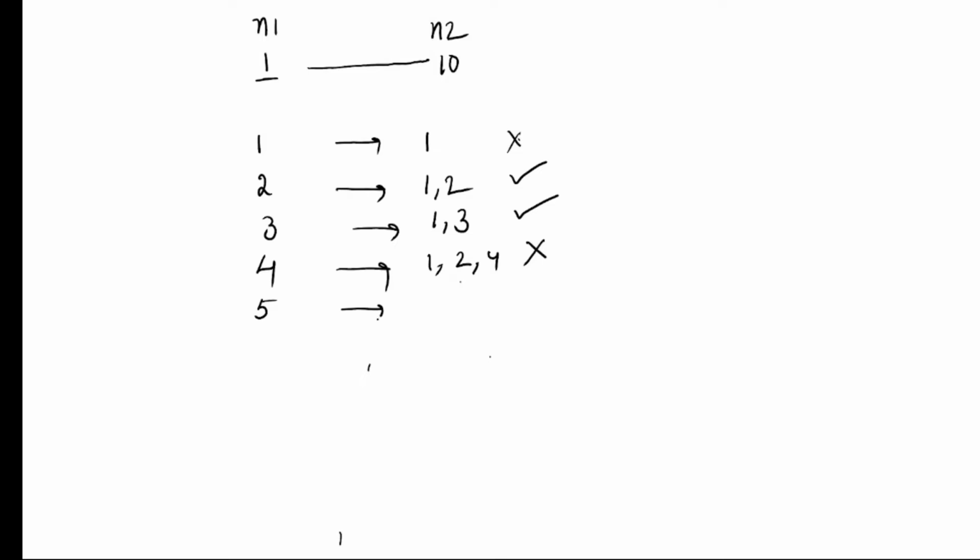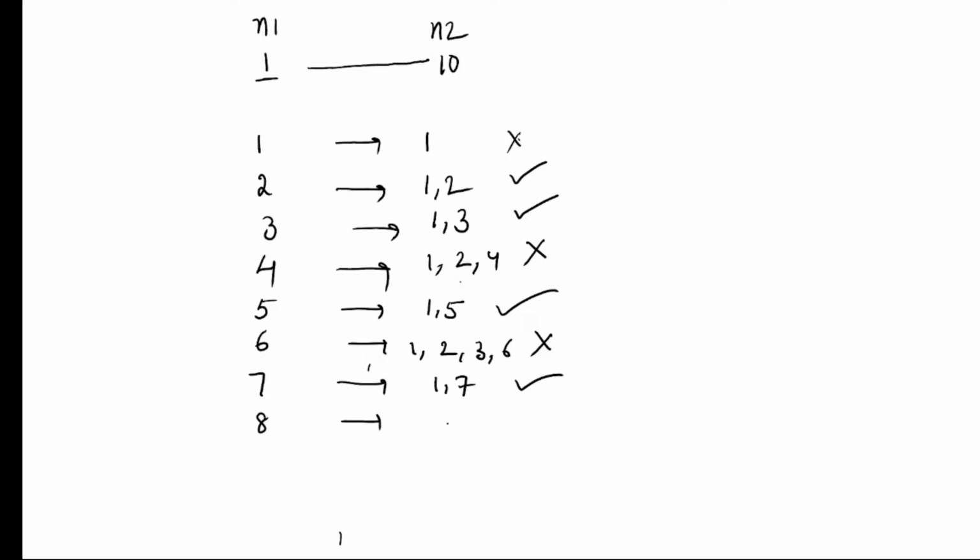Take 5. How many factors? 1 and 5. Only 2 factors. So this is prime. 6. 1, 2, 3, 6. This is not a prime number. 7. 1 and 7. This is a prime number.